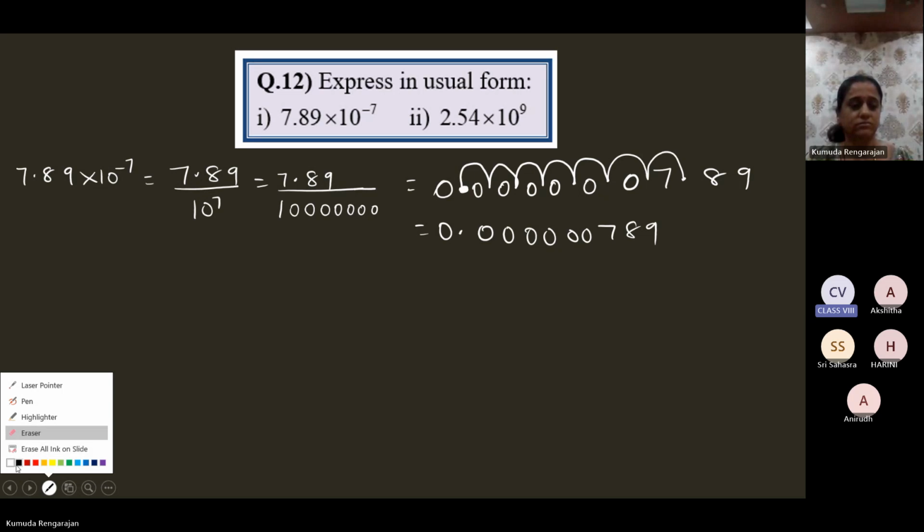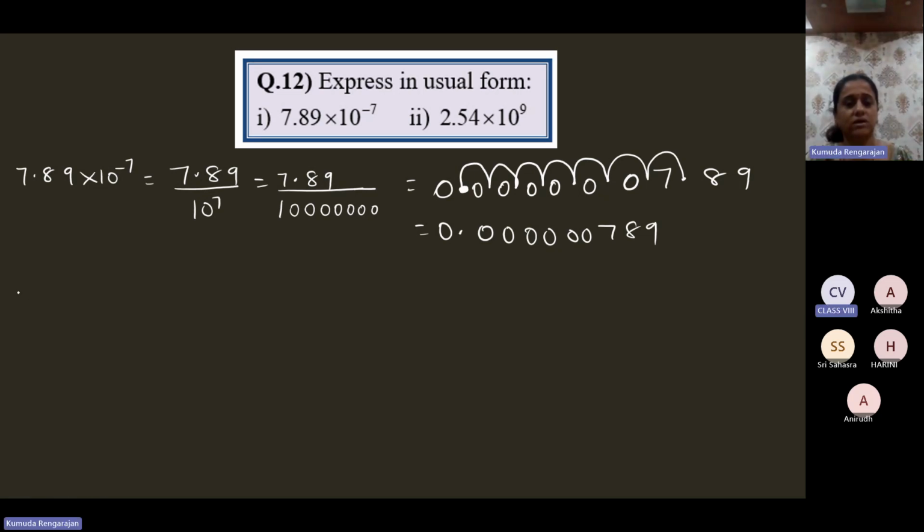Ma'am, can I do the last one? Yeah, tell me. So it is 2.54. Ma'am, it is 254 followed by 7 zeros. Correct. 2.54 into 10 to the power 9.